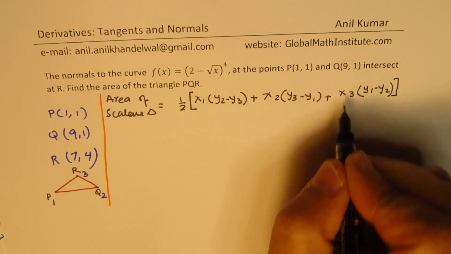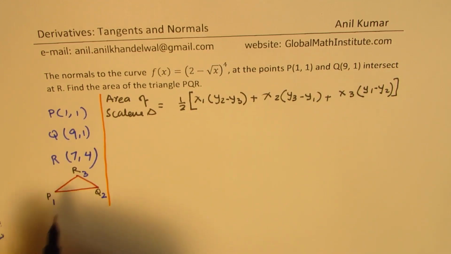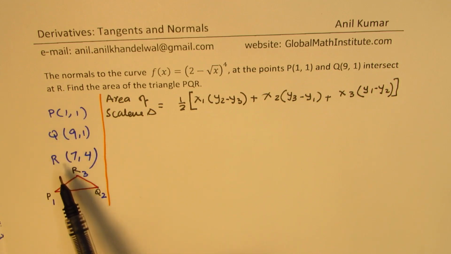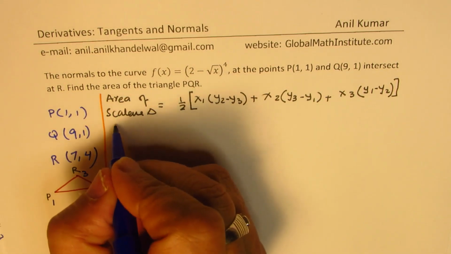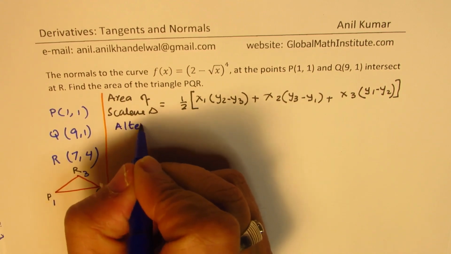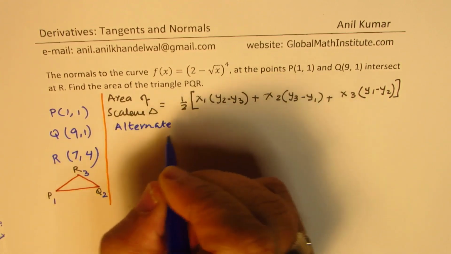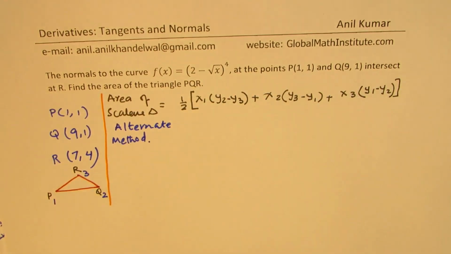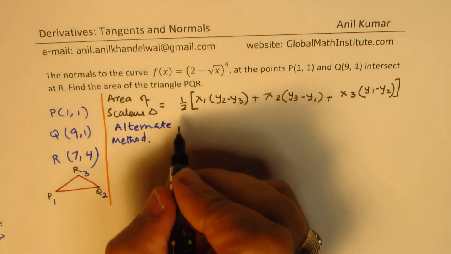I'll provide you with a link where we have derived this formula. We use trapezoids to find the area and then get this formula. Correct. So now we know these 3 points, we consider them to be 1, 2, and 3, and we can substitute and find the value. I will also share an alternate method of writing this later. Let's use this formula first, and then we'll calculate.